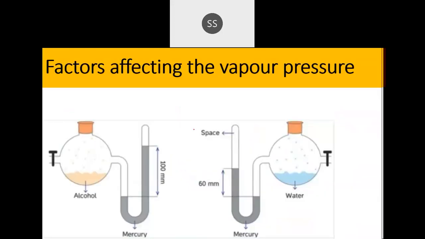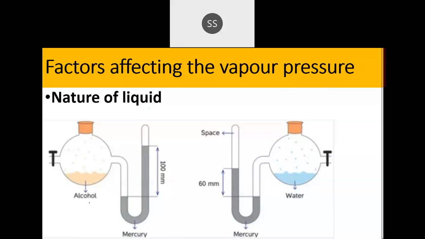Yes, now we'll look into the factors which affect the vapor pressure. So the first one in that is the nature of the liquid. Basically here we are talking about what intermolecular force of attraction they are having between the liquid.